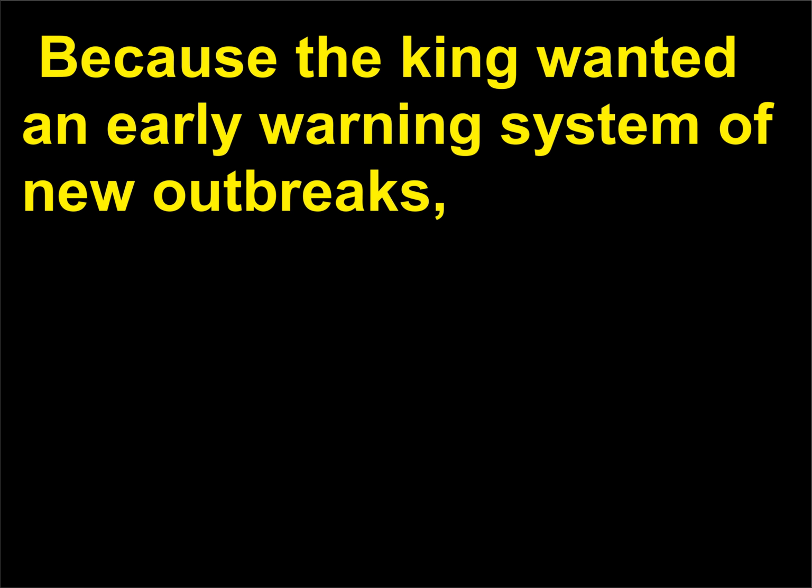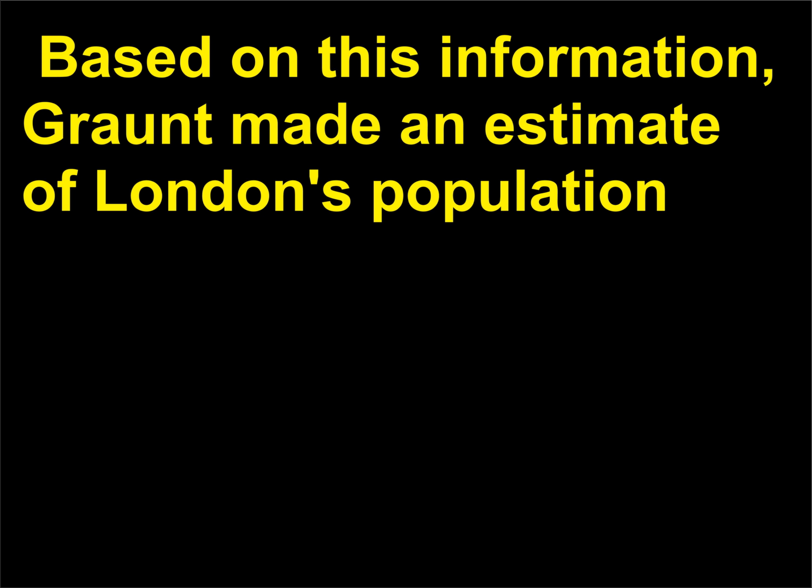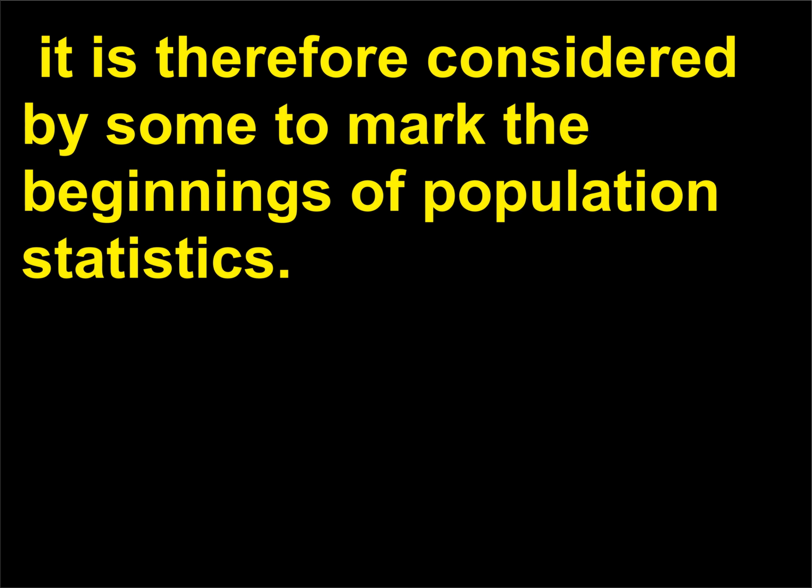Because the king wanted an early warning system of new outbreaks, weekly mortality records were kept, along with the causes of death. Based on this information, Graunt made an estimate of London's population. That is thought to be the first time anyone interpreted such data. It is therefore considered by some to mark the beginnings of population statistics.